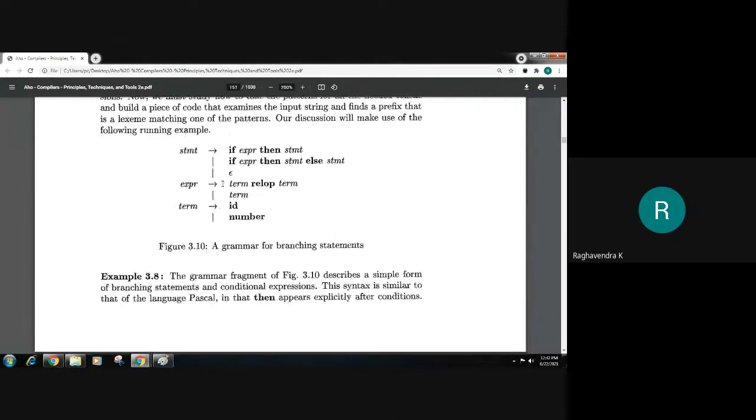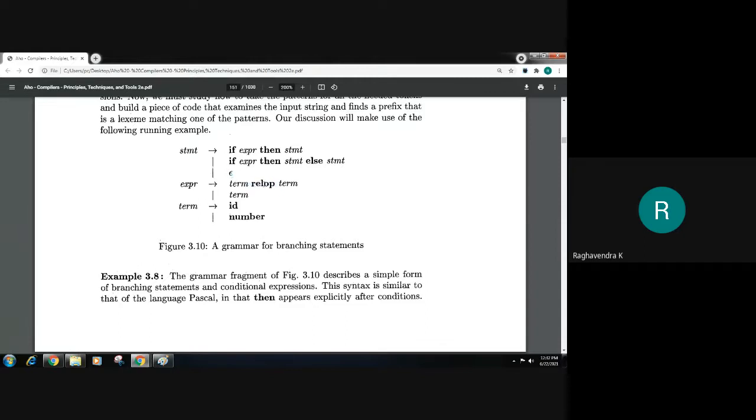What are the other terminals? There is if. What is the pattern for if? It is if only, because it's a fixed keyword. The pattern for then is then only, and the pattern for else is else only. What is the pattern for epsilon? It is epsilon, the empty string.